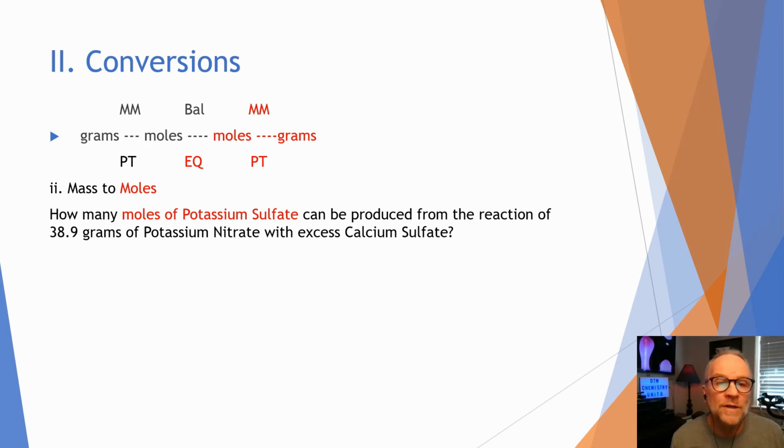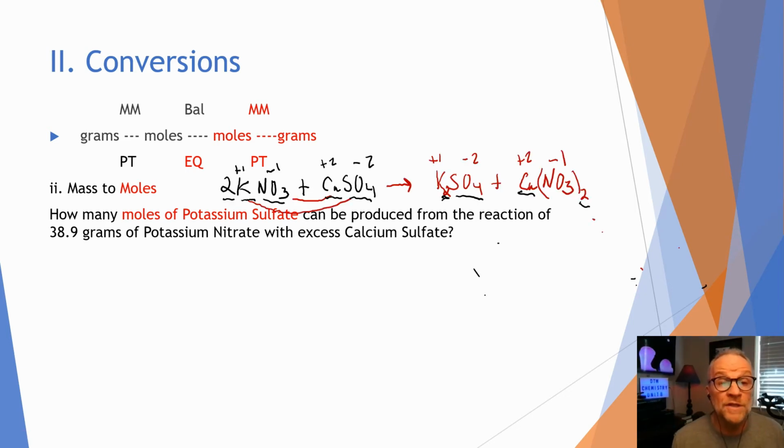It says how many moles of potassium sulfate can be produced from the reaction of 38.9 grams of potassium nitrate with excess calcium sulfate. So our reactants here are going to be potassium nitrate and calcium sulfate, and then we are going to use those to find out how much potassium sulfate can be made. So we'll start off with a balanced equation.